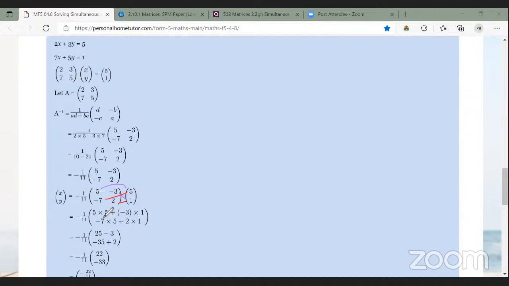5 times 5, and then you plus with the -3 times 1. So then usually your values will only end up like this. And then here you can see again -7 times 5 plus 2 times 1. You always want to plus the multiplication you get from this matrix right here.